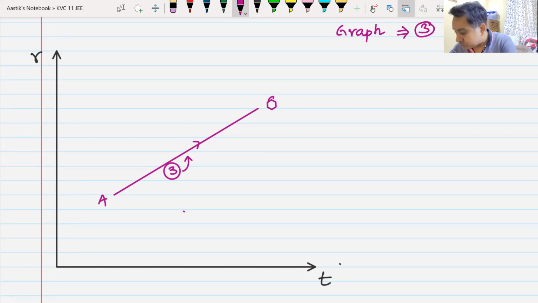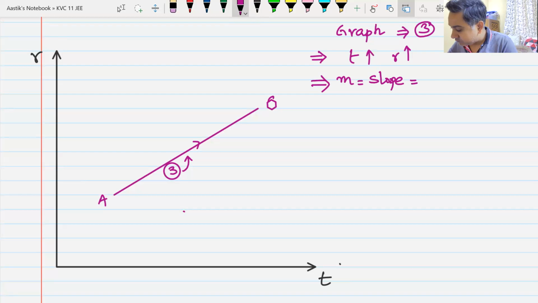Position is changing with respect to time. What else? When time increases, the value of R also increases. What all things can you say? M, the slope. What about the slope of this graph? Positive or negative? Positive.